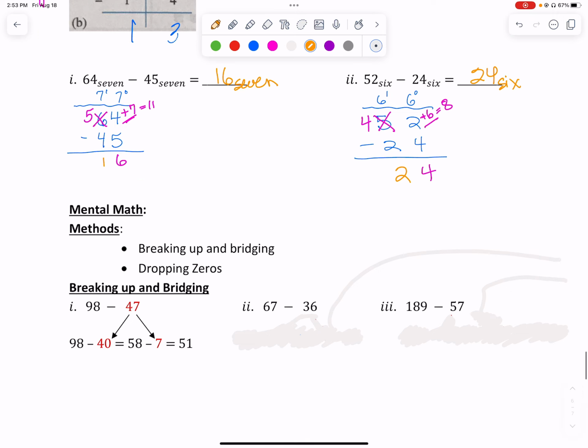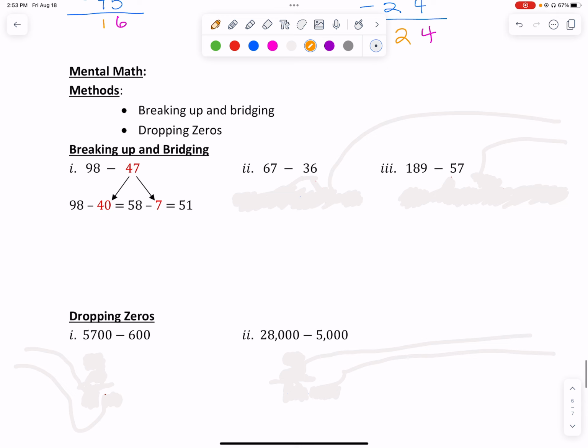We are almost done. We're going to do some mental math now. So same thing that we've done before, breaking and bridging and dropping zeros. So it's exactly what you did in addition. It's just we're going to be subtracting those guys. So notice here, we broke 47 into 40 and 7. So we're going to take our 40 away from 98 and get 58. And then we take our 7 away, and that gives us 51.